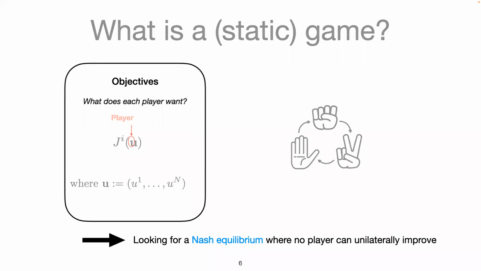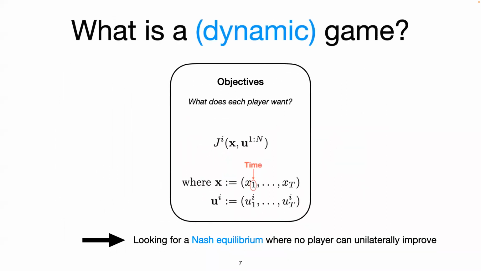Okay, so static games are great, but in this talk, we're actually going to focus on dynamic games. That's because most of the time in control theory and robotics and so forth, we're interested in what happens over time. So dynamic games allow us to encode outcomes that depend upon time.